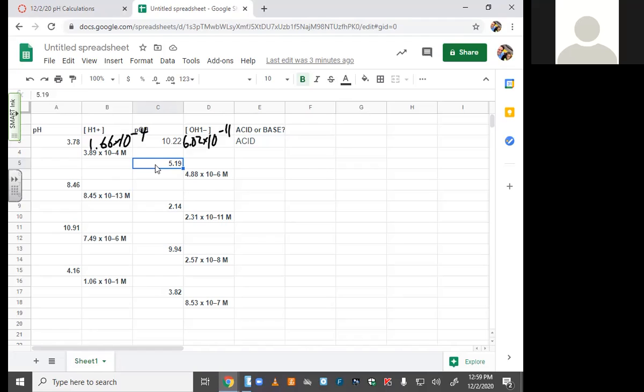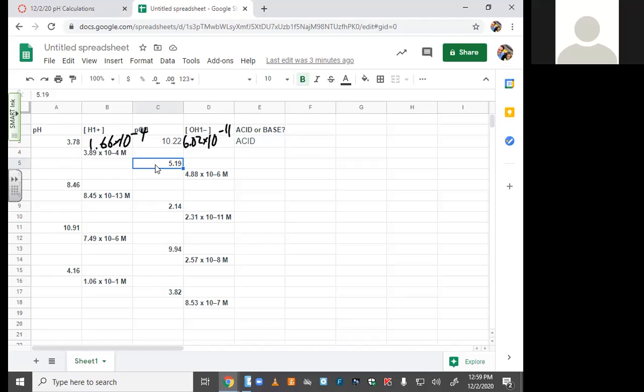I'll give you a little hint. If you did it right, the exponents on your OH and your H always add up to 15. I don't know why that is, but they do. That's a mathematical weirdness. Pretty cool. Do the next one, and I'm going to roll on.